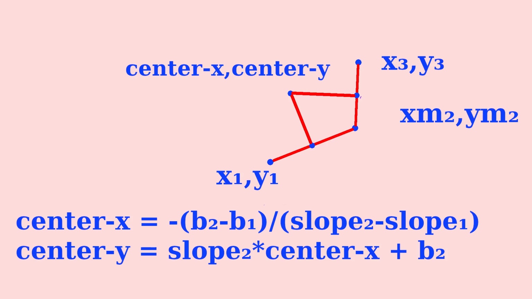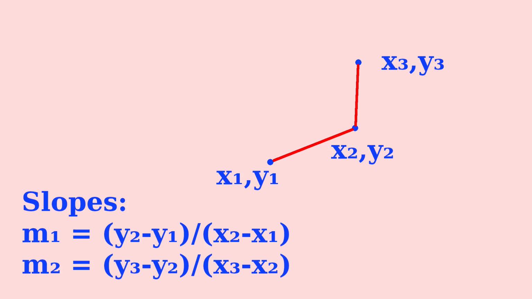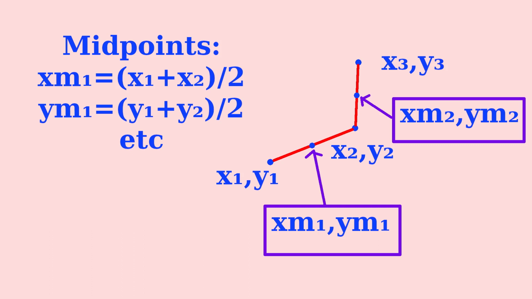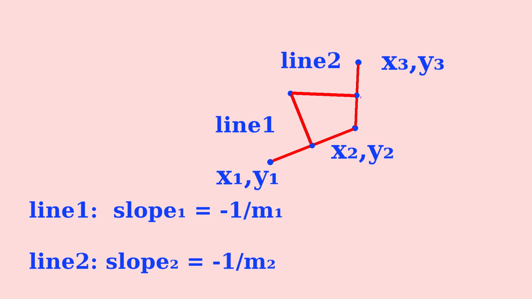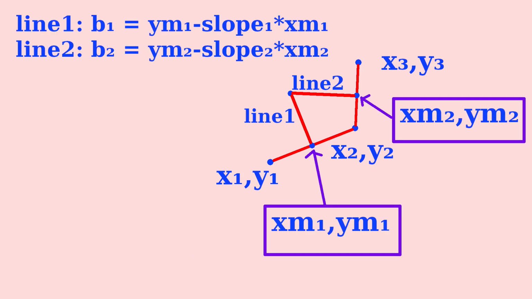The first step is to get the formulas for the 2 chords. Averaging the x and y values gives the midpoints to lines. The 2 right-angled lines passing through the midpoints intersect at the center of the circle.